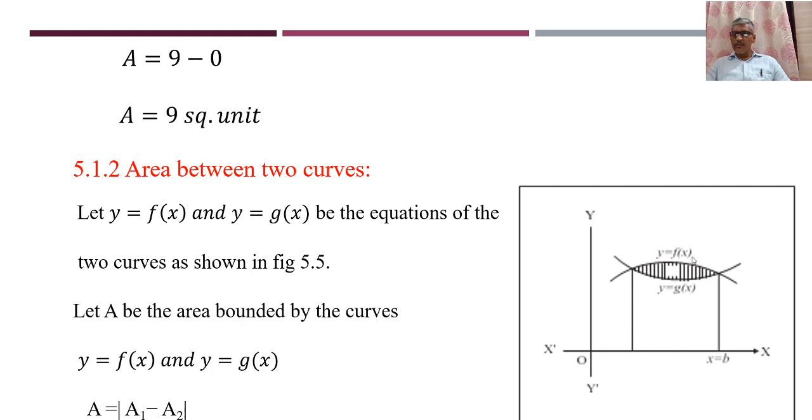Therefore the area under y equal to f of x is a1 and the area under y equal to g of x is a2. Then the required area, this shaded portion, is mod of a1 minus a2. Why should we take the mod here? The area should be positive. There is no negative area. Then we can find the area between the two curves y equal to f of x and y equal to g of x.